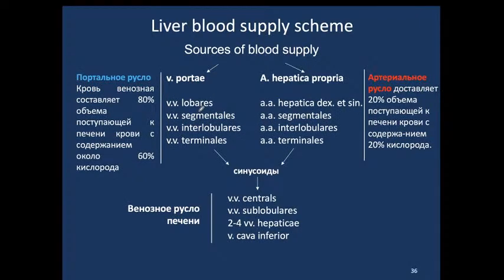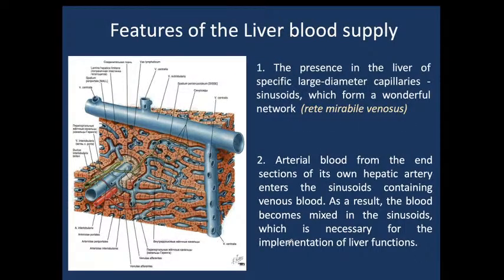Here is the scheme, or diagram, of liver blood supply, where is vena porta, first one, arteria hepatica propria, and they come into the capillaries we call sinusoids, and then from 2 to 4 hepatic veins come into the vena cava inferior. That is the combination. And as I told before, there is the presence in the liver of specific large diameter capillaries, sinusoids.